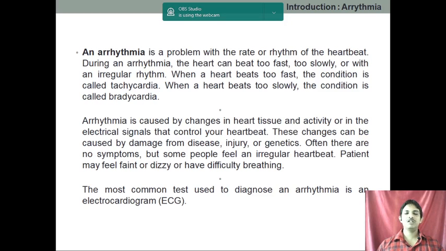In the next video we'll see the different drugs used in arrhythmia.